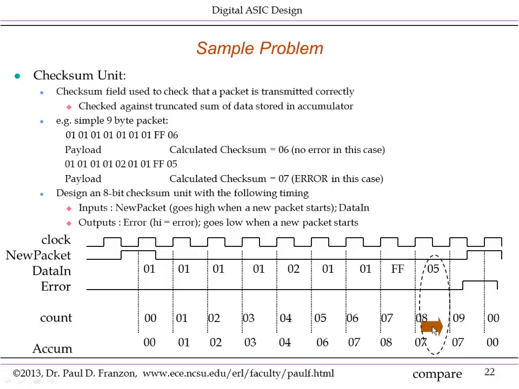When the count reaches 8, I'm calculating the total calculated checksum. I compare that with the transmitted checksum. If they're different, I send the error flag high. If they're not, I keep the error flag low.